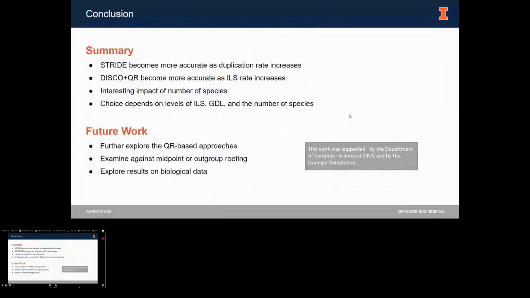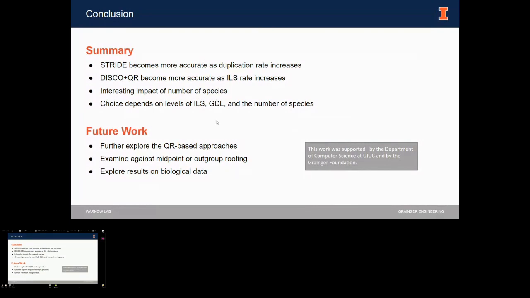So anyways, the summary is basically stride becomes more accurate as the duplication rate increases, and DISCO+QR becomes more accurate as the ILS rate increases. So there's basically this trade-off. The choice of what method you want to use really does depend on the properties of your data set: how much ILS, how much GDL, and the number of species. And we do note that there is this interesting impact of the number of species that could probably be further explored.